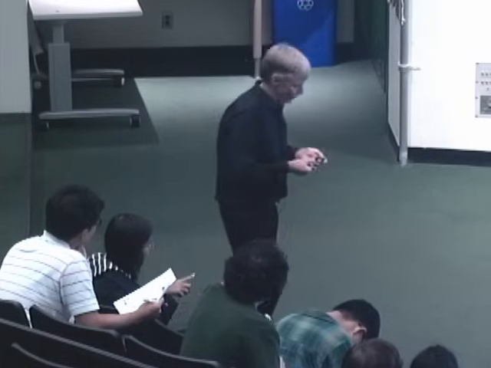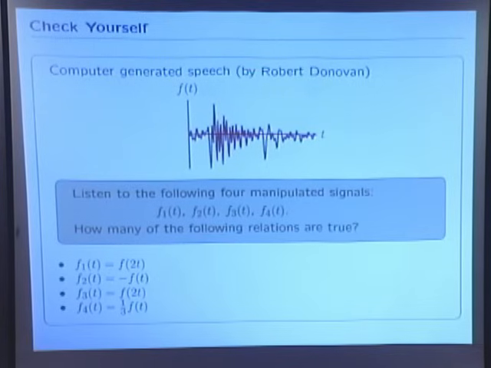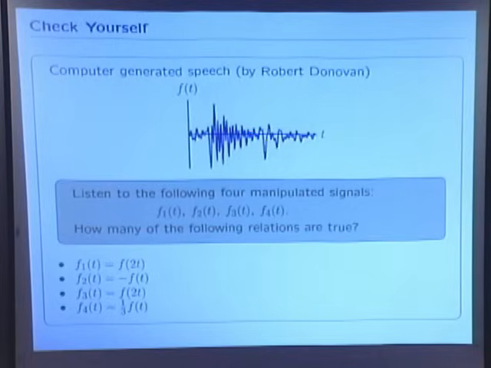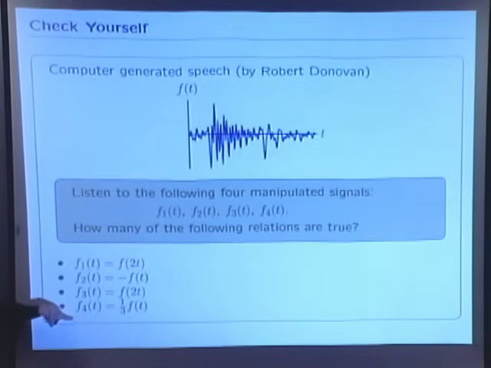Okay, so first the original. First is the signal that Bob Donovan made. I must apologize for speaking on the monotone, but you see, I have no brain. And now I'm going to play a sequence of four transformations. One, two, three, four. And the question is going to be, is this the correct mathematical representation for this sound?